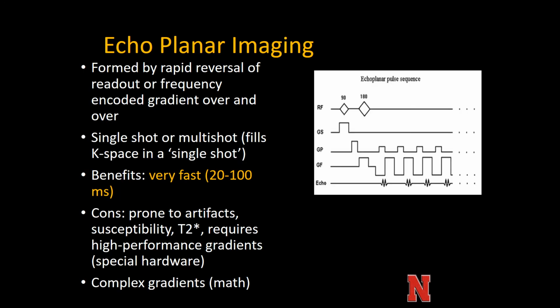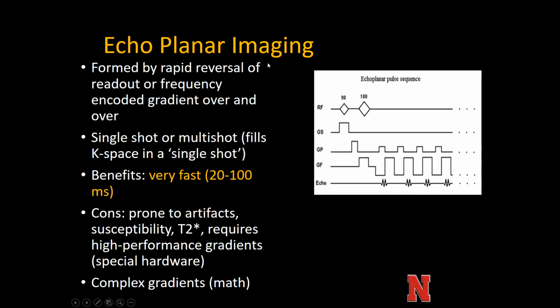Echoplanar imaging, or some people call it EPI, is formed by rapid reversal of the readout or frequency encoding gradient. So if you're looking at a pulse sequence diagram and you have a frequency encoding gradient that goes up and down, up and down, up and down, you're going to guess this is an echoplanar image. This can be single shot or multi-shot, and that just refers to how K-space is filled, either in one shot or repeatedly using multiple repetitions.